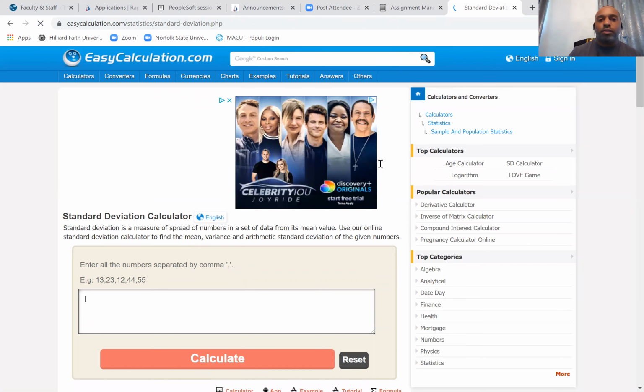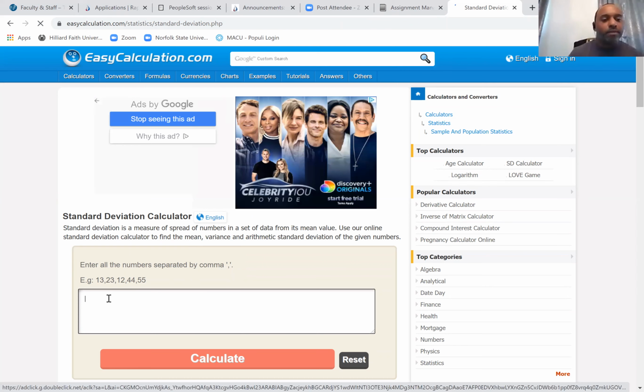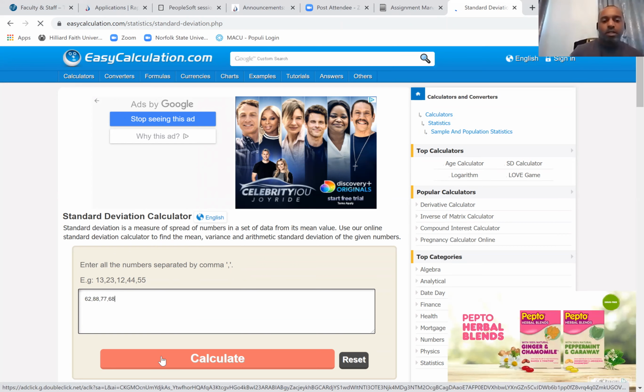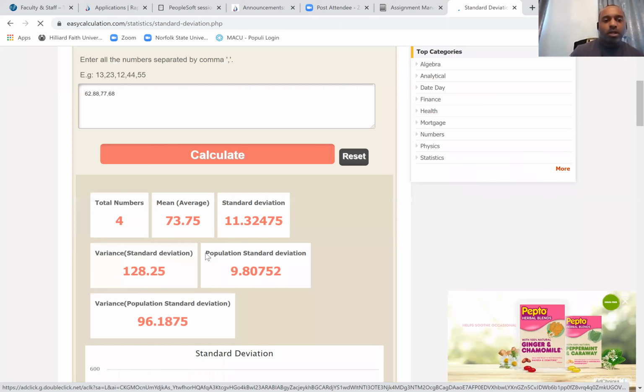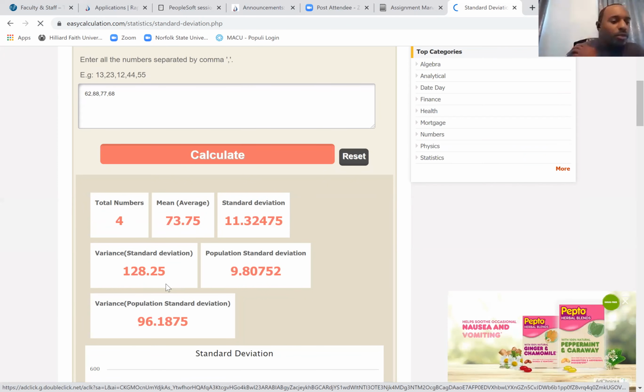It says enter, close that out. It won't close. Okay, trying to get rid of the advertisement. Enter your data values separated by comma. So we said 62, 88, 77, 68. Then hit calculate. And there goes our values. 11.3, 128.2.